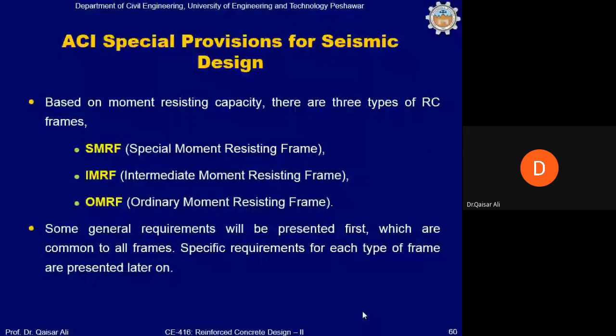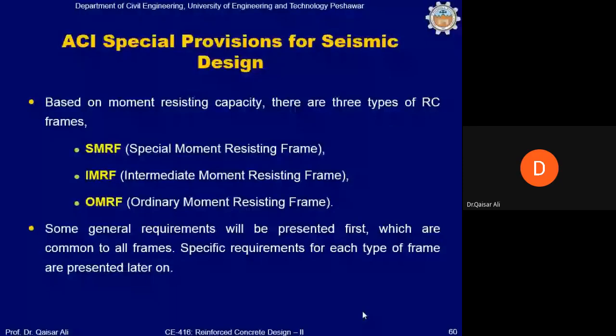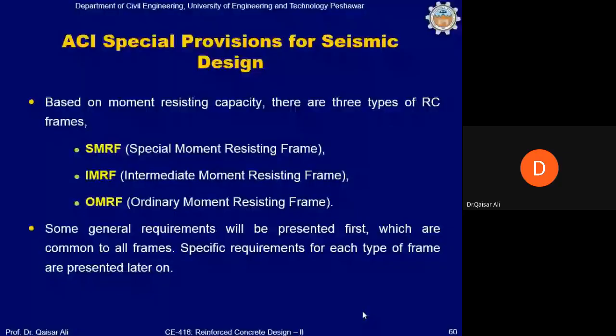And while analyzing a special moment resisting frame for earthquake loading, the R factor is taken as 8.5, which further requires that the special moment resisting frame must be analyzed, designed, and detailed in a special manner, so that when it undergoes several cycles of inelastic deformation, it should not collapse, and it should be able to dissipate energy through cracking. The ends of the beams and columns shall be properly detailed so that it enables the energy dissipation to occur in an efficient manner. So SMRF is an efficient frame, and the R factor for this is taken as 8.5.